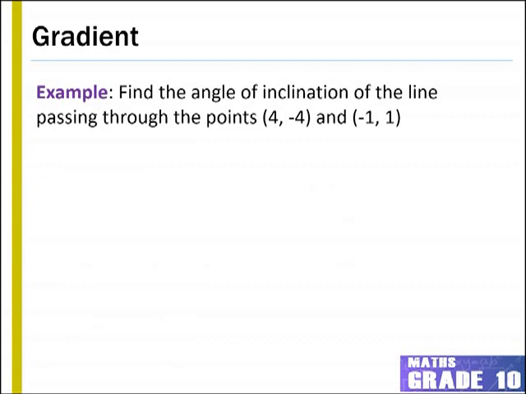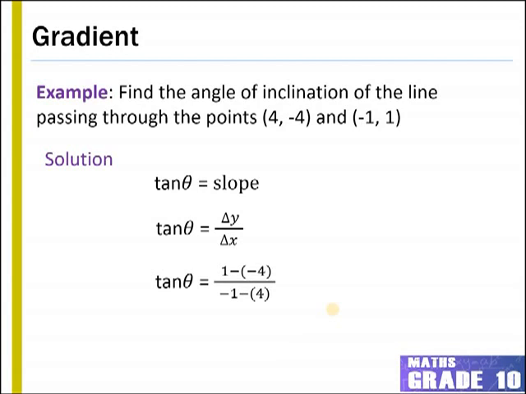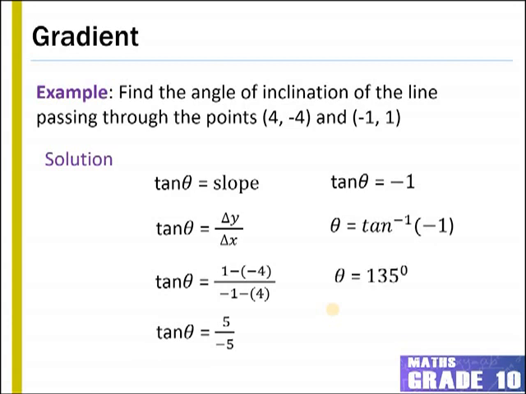Example, find the angle of inclination of the line passing through the points (4, -4) and (-1, 1). We know that tan theta is equal to the slope of the line, so tan theta is the change in y over the change in x, which in this case is 1 take away -4 over -1 take away 4, which is 5 over -5, which is -1. So theta must be the inverse tan function of -1, which is 135 degrees.